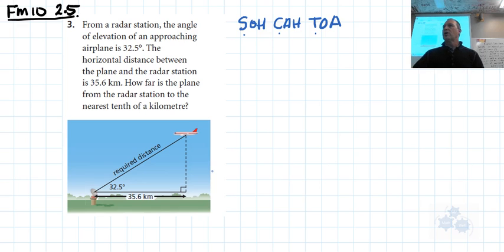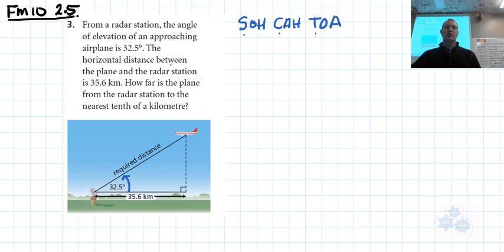So if we have a situation where we can sketch out a right triangle and find one of the side lengths of the right triangle, we can use trig. So let's read through the question. From a radar station, the angle of elevation, so that's this angle of elevation right here, of an approaching airplane is 32.5 degrees. So that's the 32.5 degrees here. So angle of inclination or elevation is always from horizontal up.